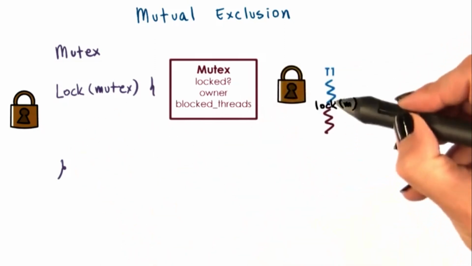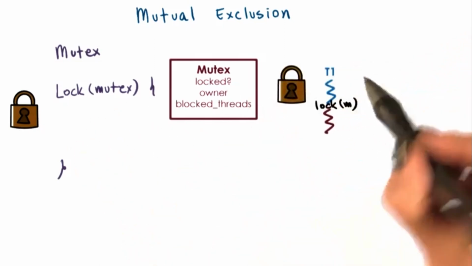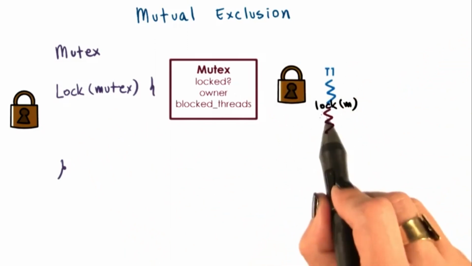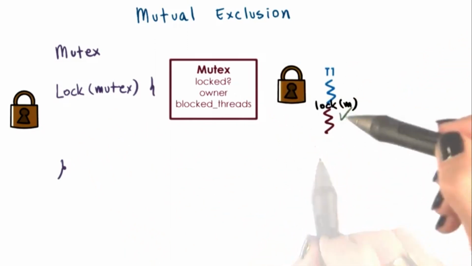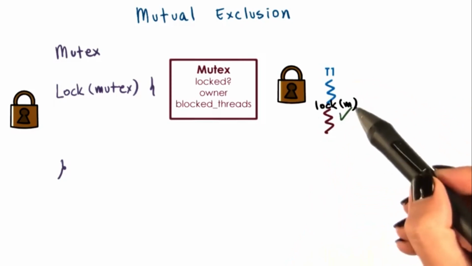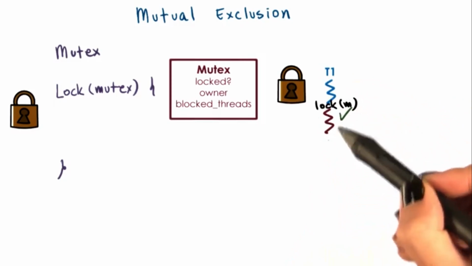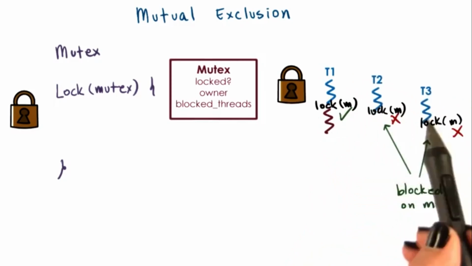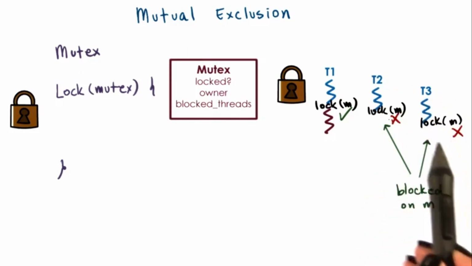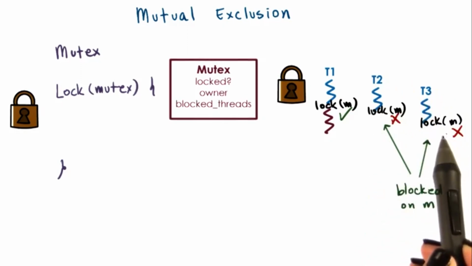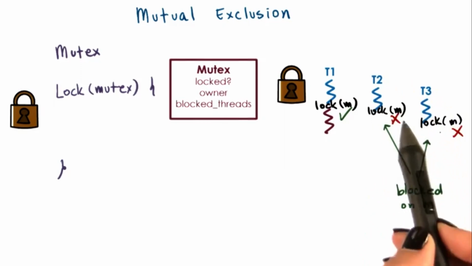A thread that has successfully locked the mutex has exclusive rights to it and can proceed with its execution. In this example, T1 gets access to the mutex and thus continues executing. Two other threads, T2 and T3, that are also trying to lock the mutex will not be successful with that operation.